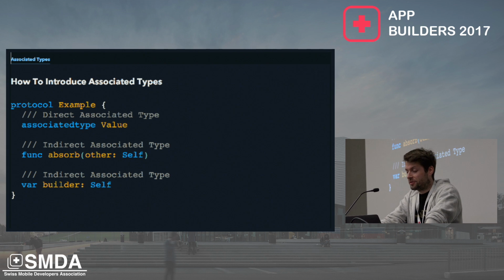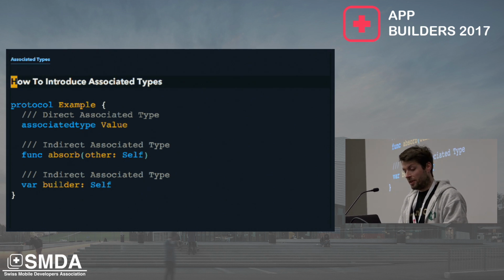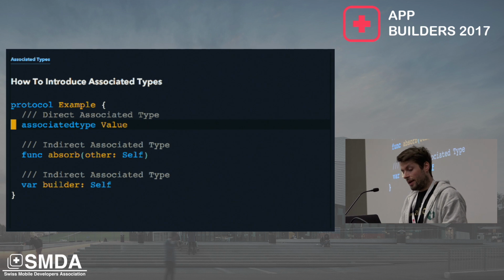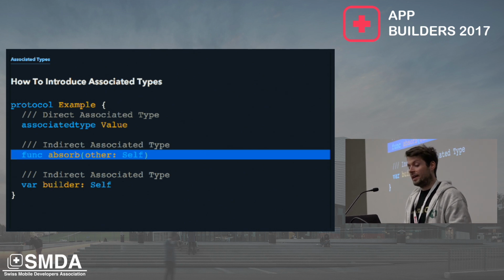How do you introduce associated types? The first one is a direct associated type, which is basically an associatedtype keyword with a value. This tells the system that you want to introduce an associated type into this protocol. The second one is an indirect associated type, which is what happened to the Equatable protocol, because you tell it that you have a function, and this function has a parameter that is of the type of the protocol, Self. This also introduces associated types into the protocol.